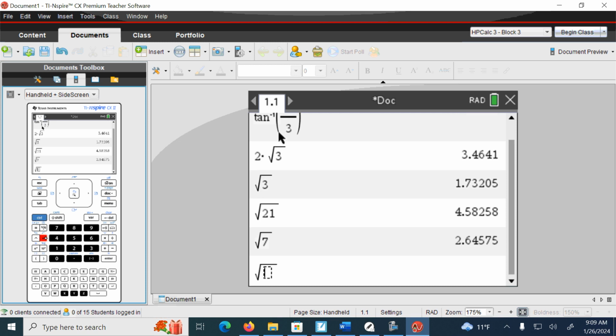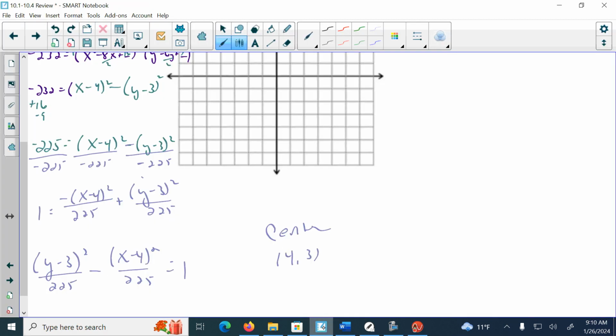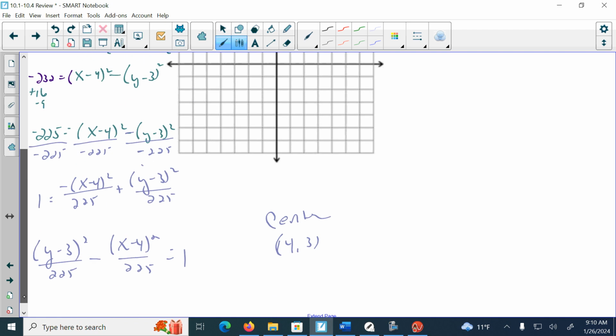Let me do it. Why do I ever doubt myself? All right, so my center is 4, 3. This is definitely not going to fit on this piece of paper. So 1, 2, 3, 4. Then I'm going to go up and down.